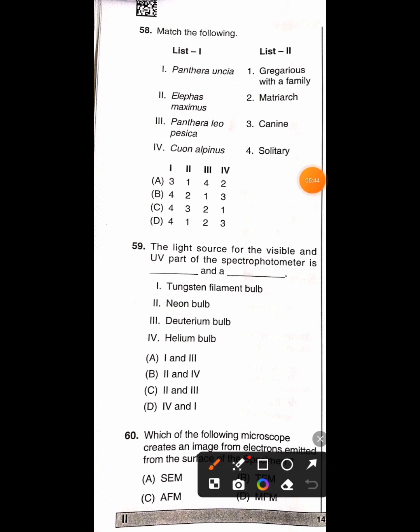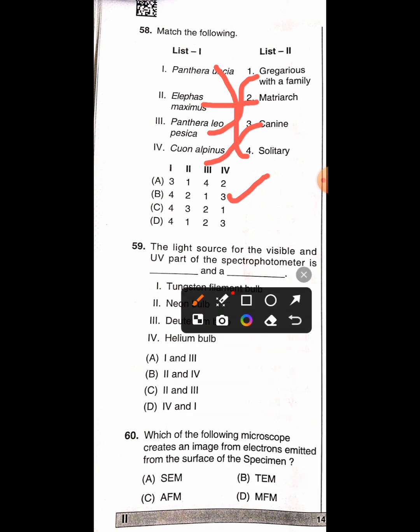For this the correct answer is B. Panthera tigris is related to solitary. Elephas maximus is related to matriarch. Panthera leo persica is related to gregarious with a family. Cuon alpinus is related to canine. So that's why the correct answer is B. Let's see the next question.